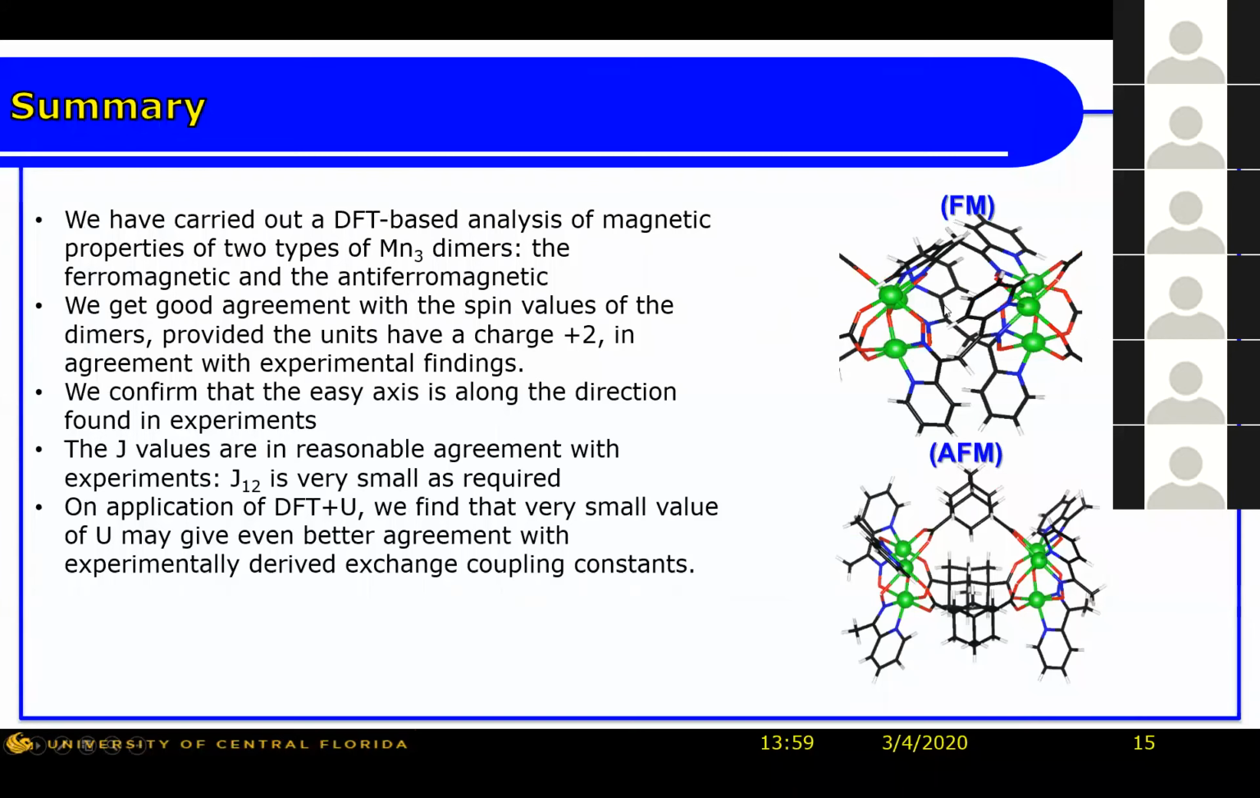So what we have done is we have carried out these calculations based on DFT and a little bit of DFT plus U. What we have shown is that the spin values that you get for both the ferromagnet and the antiferromagnet give good agreement with experiments when we assume that the molecules carry a charge of +2, that is 2 electrons have been removed from the molecule. And we confirm that the easy axis is in the direction perpendicular to the plane of the Mn3, of the 3 manganese in the 2 molecules.